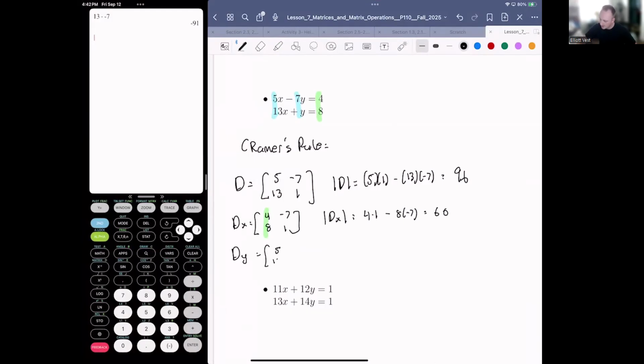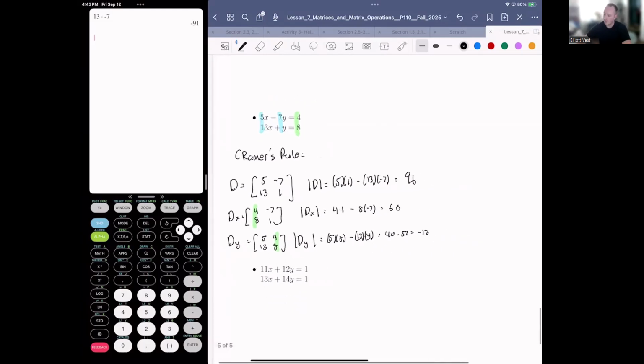And lastly, 5 and 13. And then I change this to 4 and 8. My next column, my y column for my Dy matrix, is going to be 4, 8. And then I find the determinant. This is going to be 5 times 8 minus 13 times 4. Sometimes I use parentheses, sometimes I don't. It's the same thing as 13 number times 4 number, right? That's all the same. What is that? 40 minus 52, so negative 12.